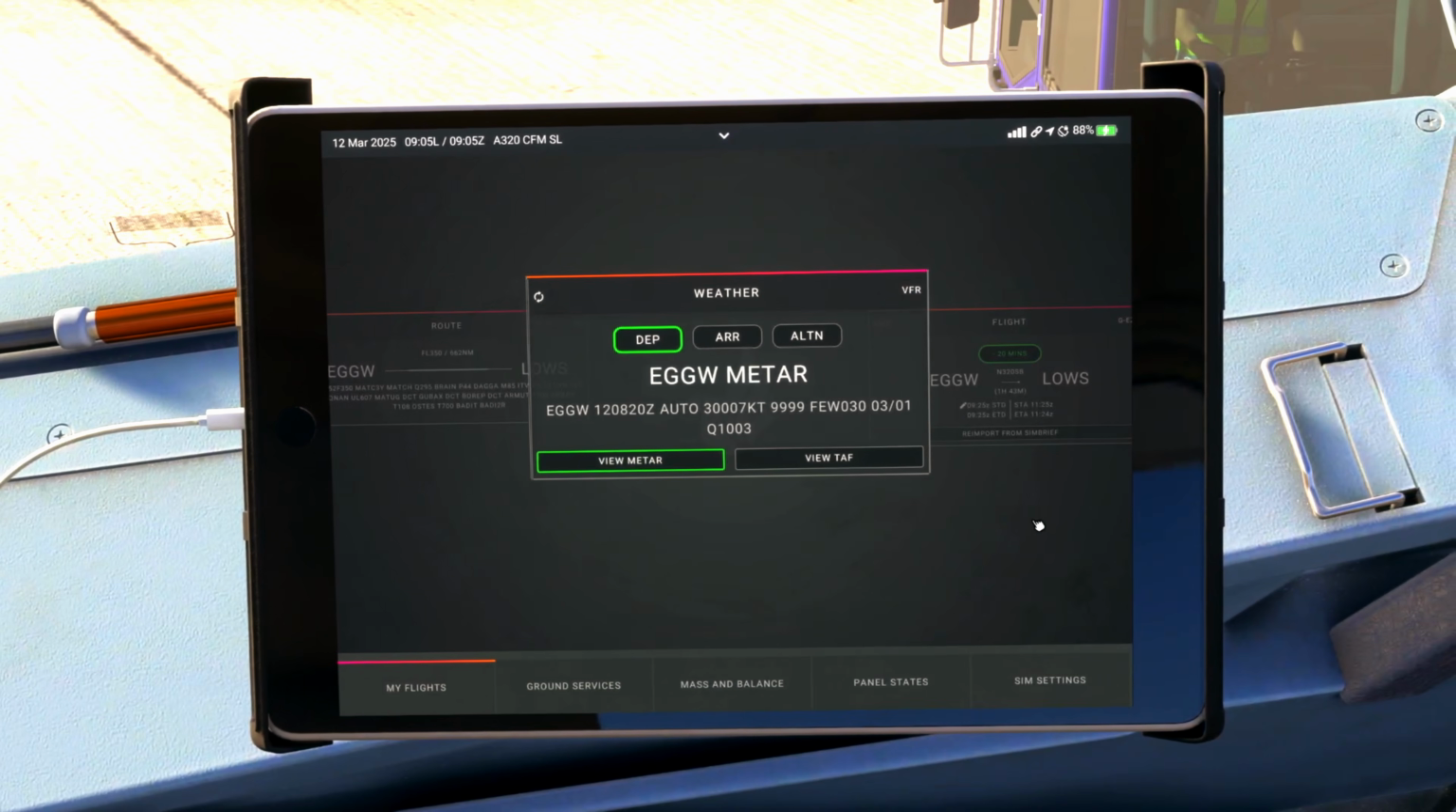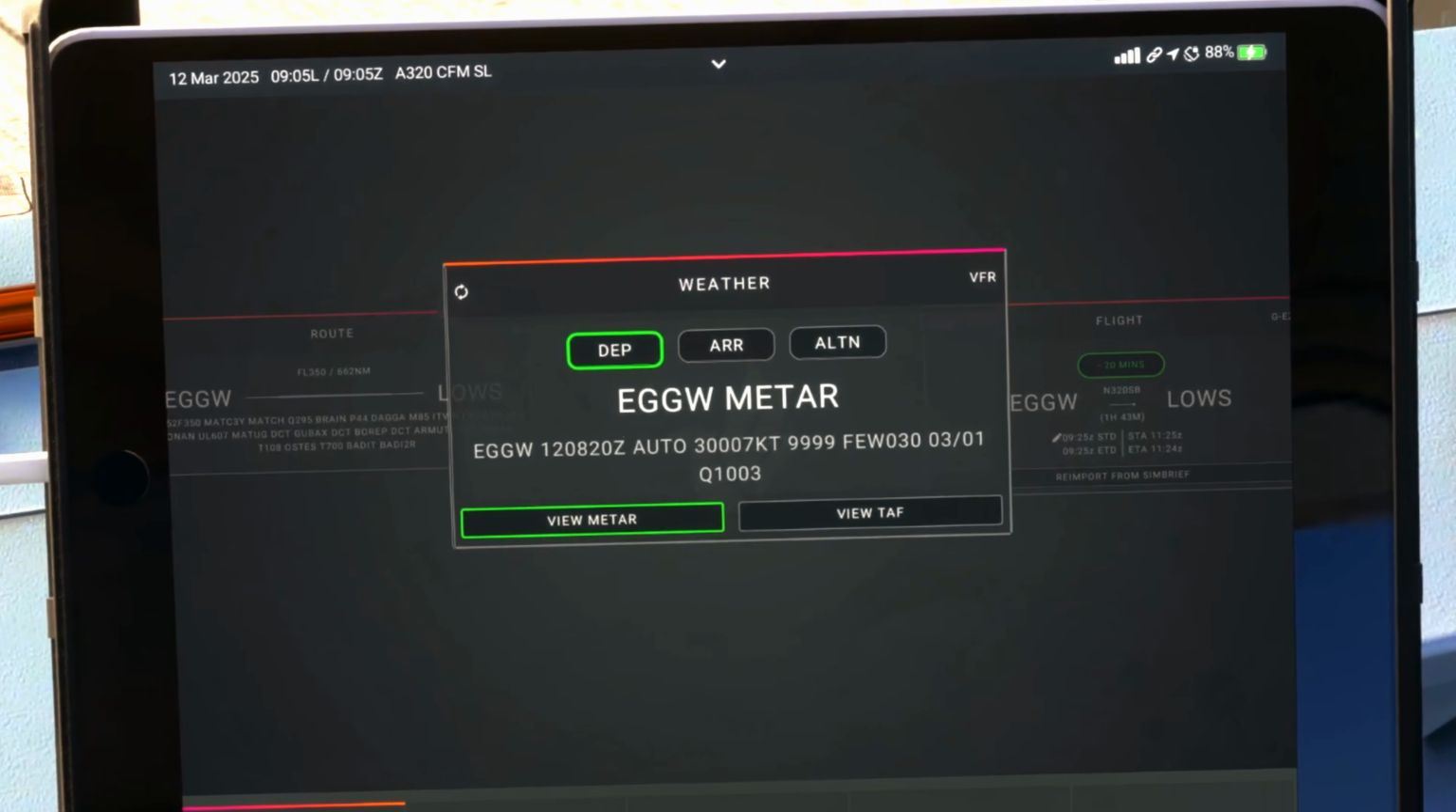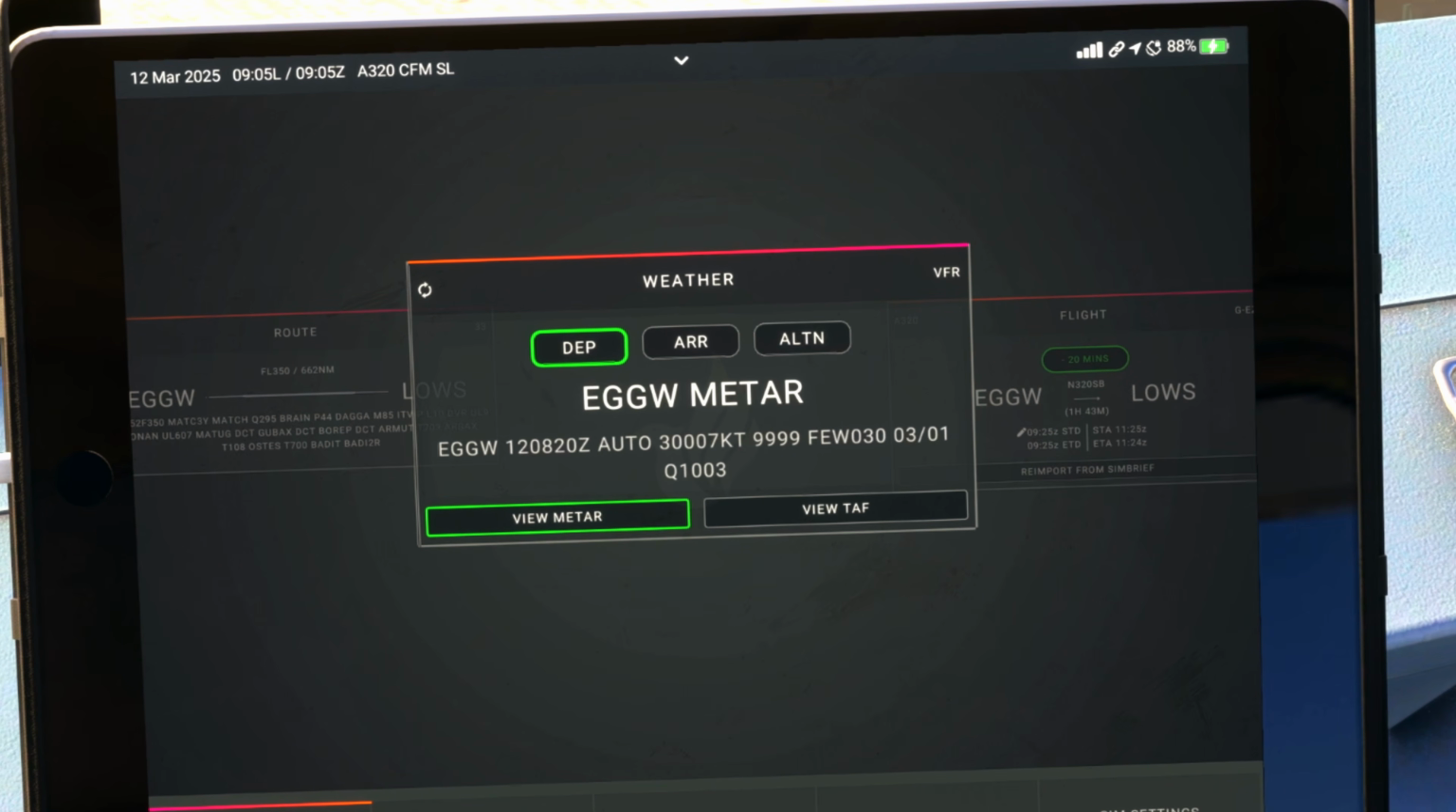So coming down to the EFB, we've got our METAR reports. We can obviously get these through our MCDUs, and we can also get them through Navigraph and other services as well. So a METAR is a meteorological aerodrome report. In simple terms, it's a weather report for an airport, and it provides pilots with critical weather details like wind speed, visibility, clouds, temperature and pressure.